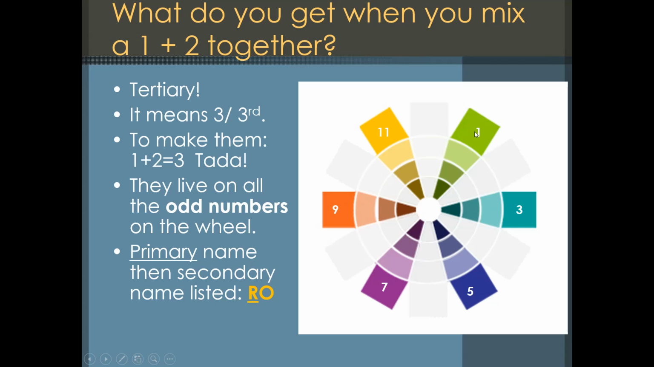Wow. Okay. Notice that all of these tertiary colors that come from a primary and a secondary parent being mixed together live on all the odd numbers on the color wheel. We label them with their primary or parent color listed first. For example, if this is between orange and red, it's going to be called red-orange because the primary parent always gets listed first.